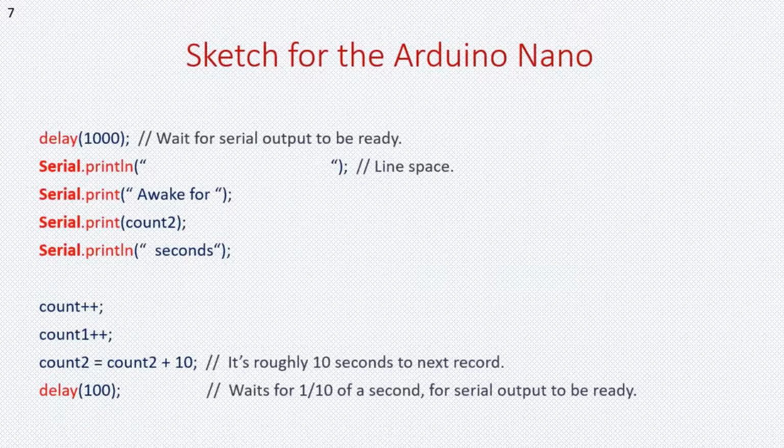In this slide, I wait a second for the serial output to be ready, then print a blank line. I then print a wake 4, followed by the value of count 2, which determines whether the Arduino Nano has been awake for 10 or 20 seconds. I then print seconds. Count records the number of records. Count 1 is adjustable for battery use, which is shown in the next slide. Count 2 simply adds 10 seconds each time, the time it takes to display a record. Finally, I add a delay for 1/10 of a second.